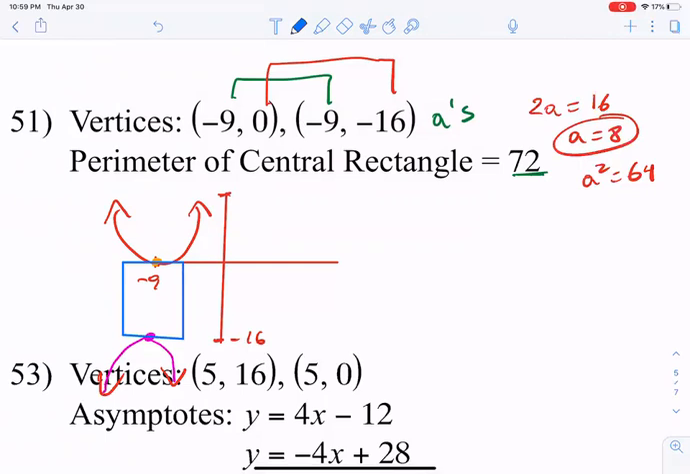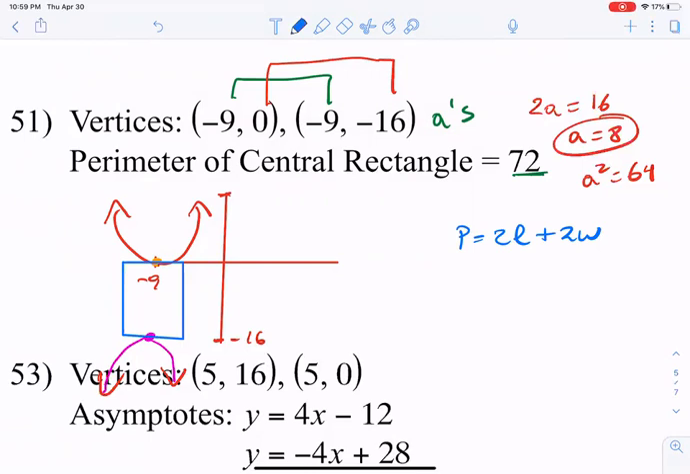Okay, so they say the perimeter of a rectangle is 72. So area, you know from geometry, is length times width, right? Oh, I'm sorry, perimeter. They're asking for perimeter. So perimeter is 2L plus 2W, okay? And they're saying that the perimeter is 72. So we can replace that.